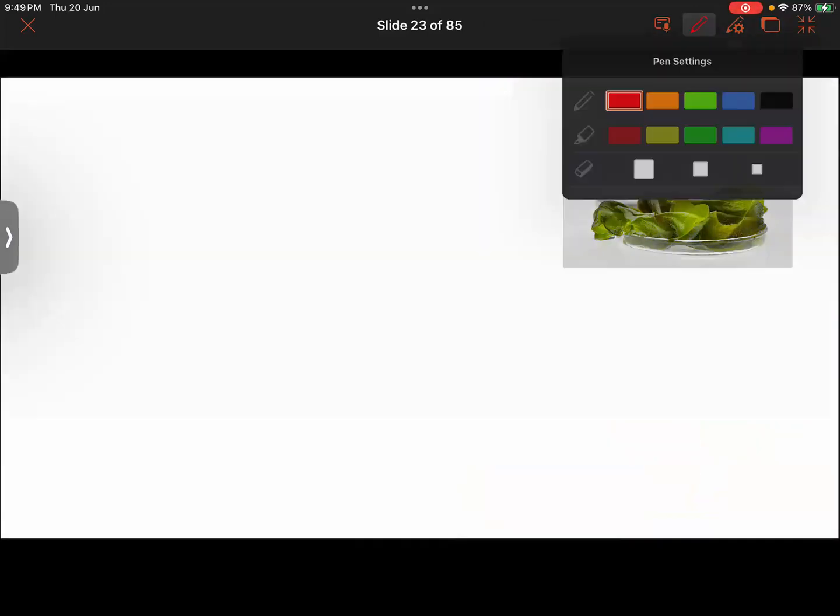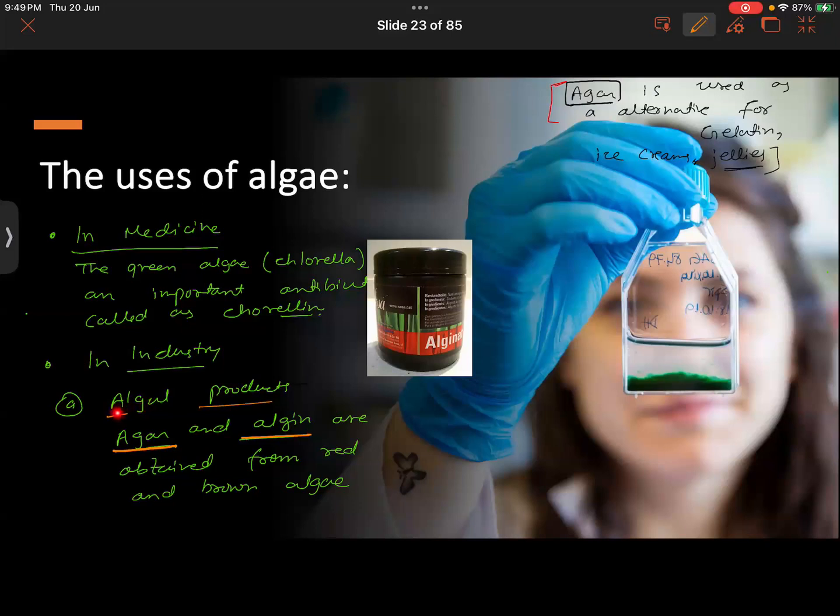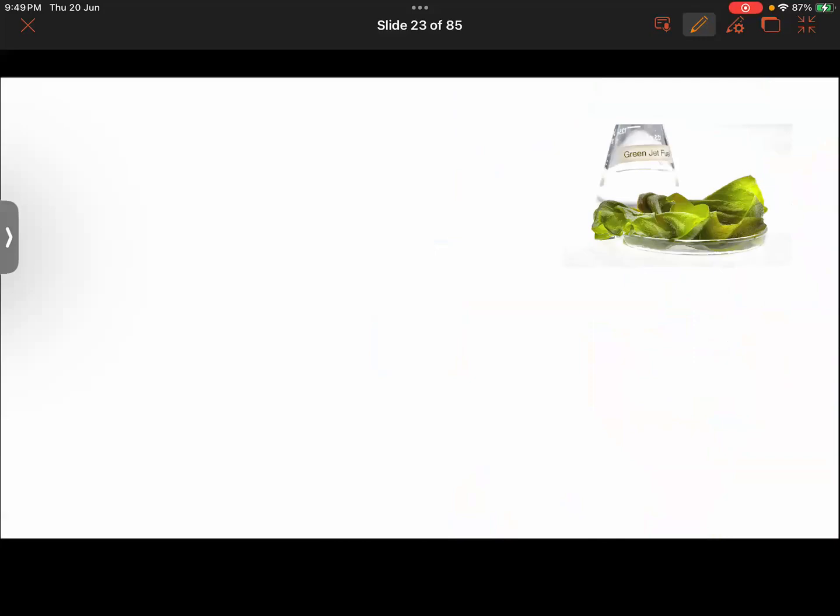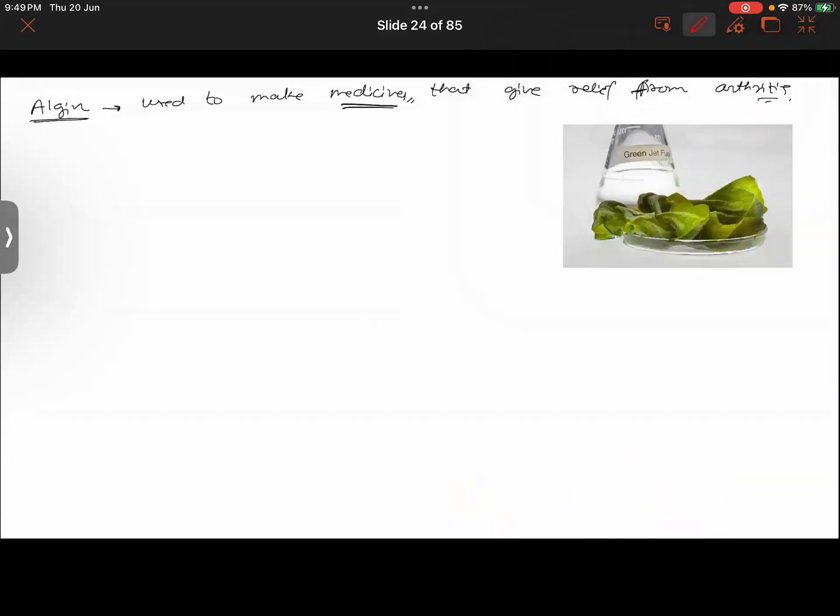Later on, in industries now, these things are being manufactured at an industry level. That's why they are called industrial products, agar and algin.